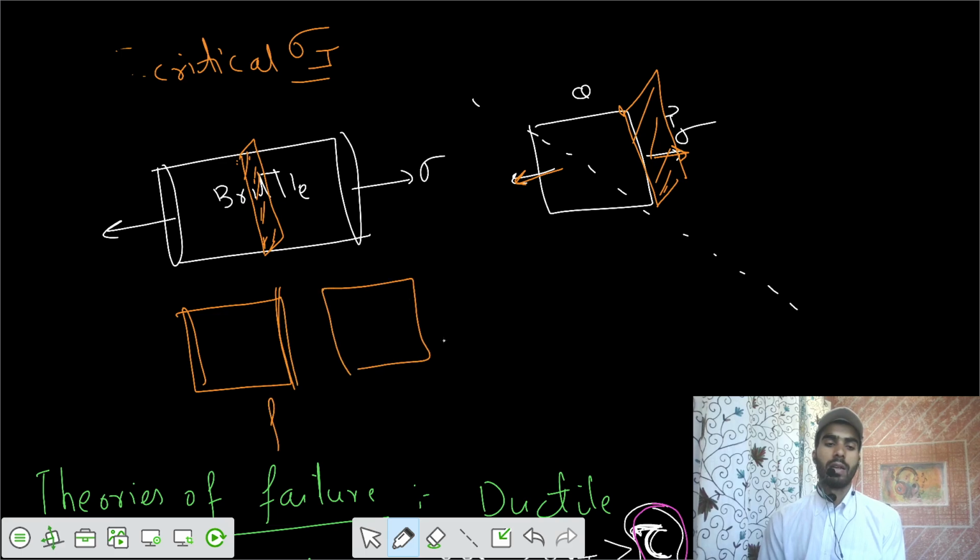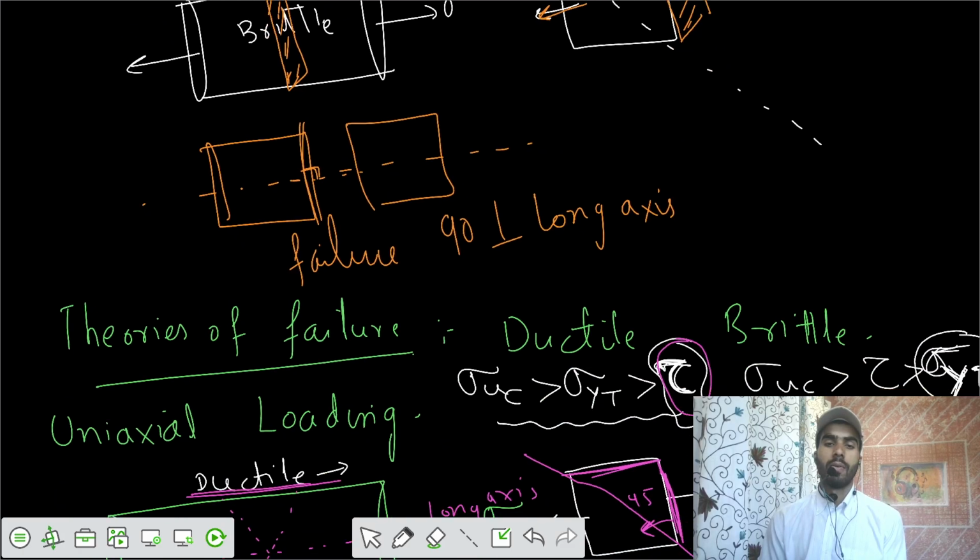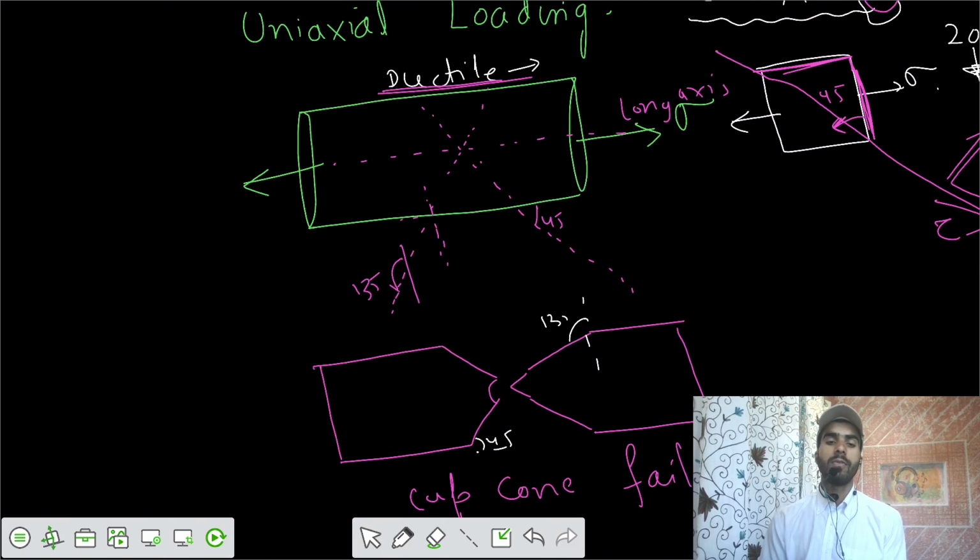So this is our failure, vertical failure. It is 90 degrees with respect to the long axis. This is the long axis, and it's making an angle of 90 degrees. The failure angle is 90 degrees with respect to the long axis. Here the angle was 45 with the long axis.